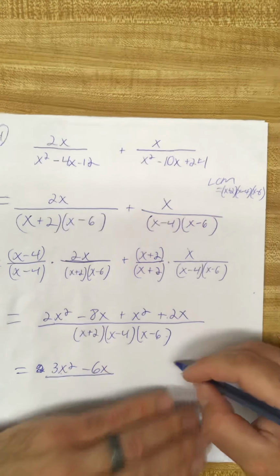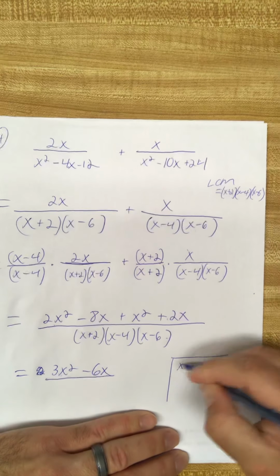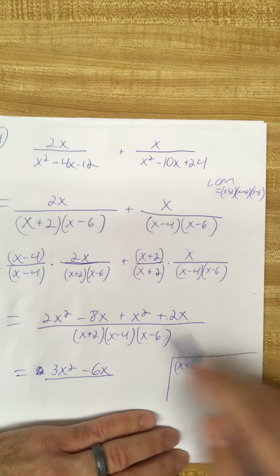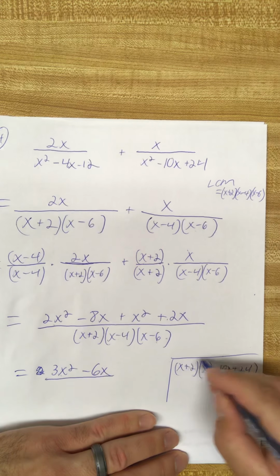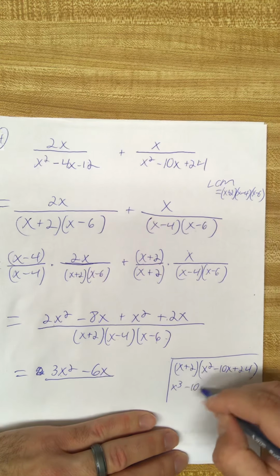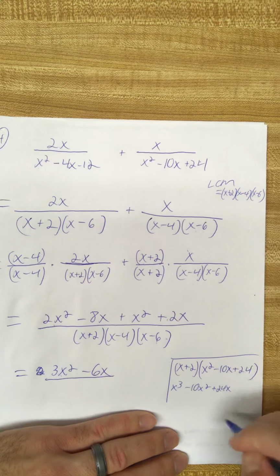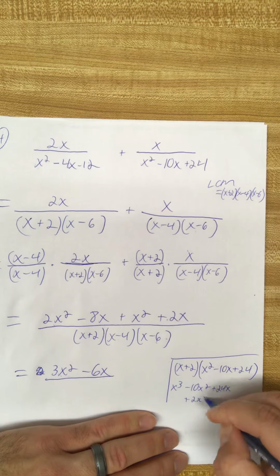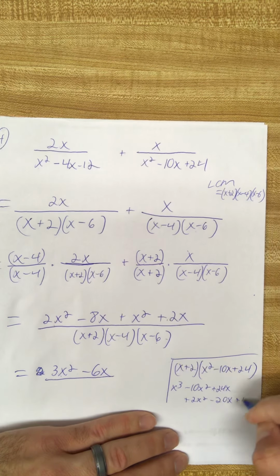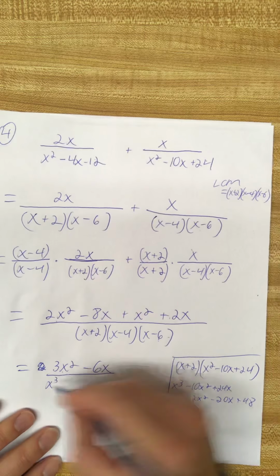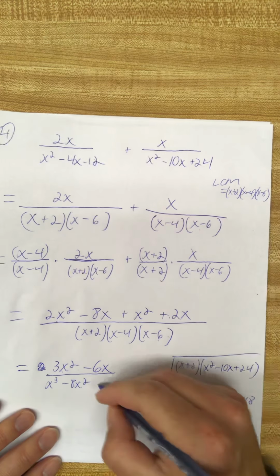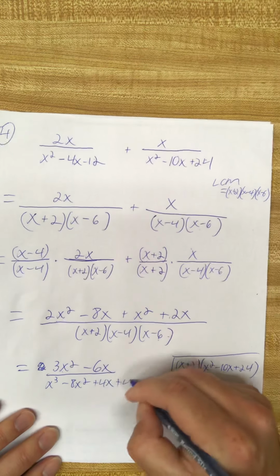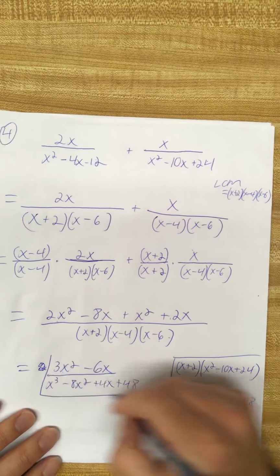My denominator, I'm just going to do that work over here. So x minus 4 times x minus 6 is going to be x squared minus 10x plus 24. I'm going to distribute the x out: x cubed minus 10x squared plus 24x, plus 2x squared minus 20x plus 48. So my final answer: x cubed minus 8x squared plus 4x plus 48. So there's my final answer for that one.